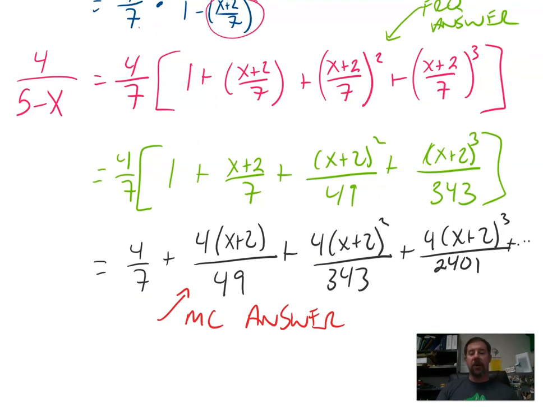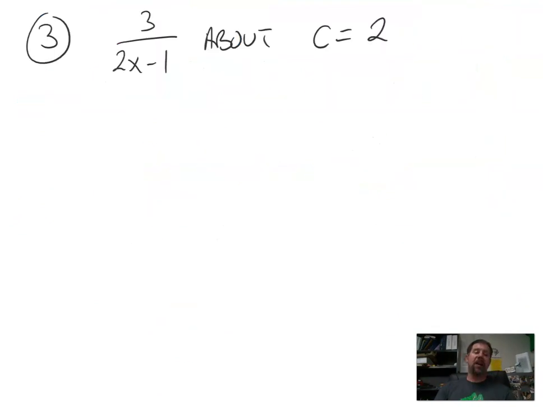All right, moving on. Number 3. All right, this is kind of similar to the last one, just some different tweaks to it. But now I want to do one for 3 over 2x minus 1, and again, about c equals 2. So we're still going to use the 1 over 1 minus x. I want to try to make it look like that.